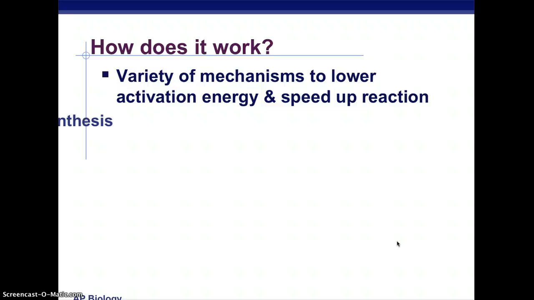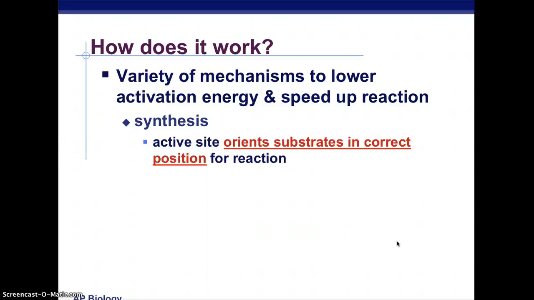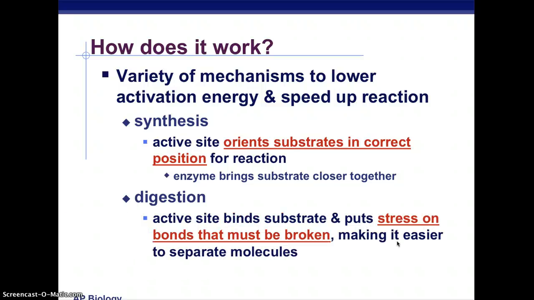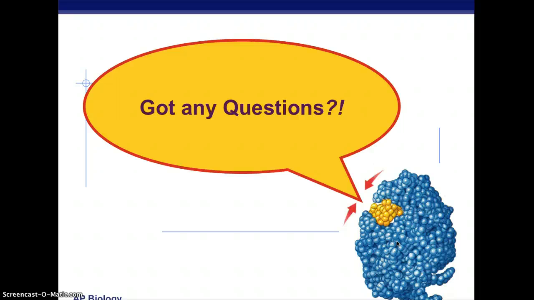So how does it work? There's a variety of mechanisms to lower activation energy and speed up reactions. So in synthesis, the way that activation energy is lowered is that the active site orients the substrates in the correct position to form the bond. In digestion reactions, the way that we lower the activation energy and speed up the reaction is that the enzyme actually puts stress on the bonds that need to be broken and makes it easier for the bonds within that molecule to be broken. And that's all I have to say about the introduction of enzymes and metabolism.